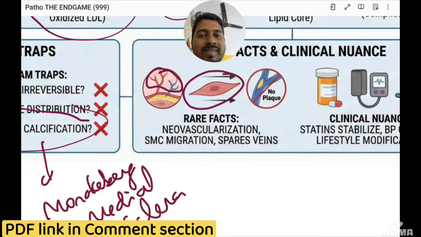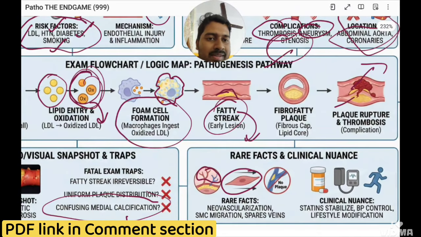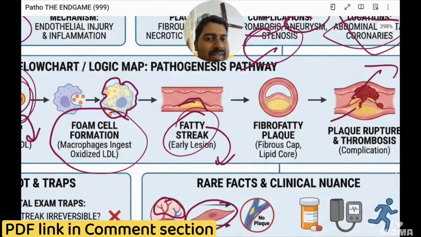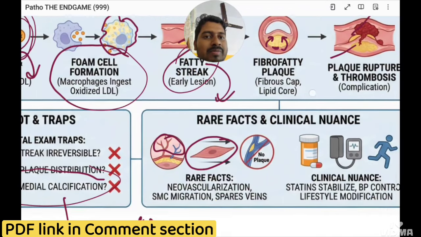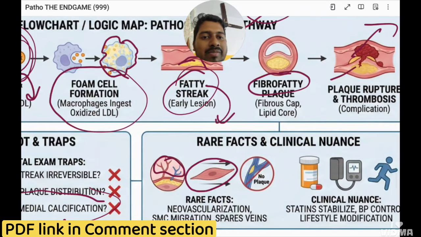Now, what is this smooth muscle migration? SMC means smooth muscle cell. When this fibrofatty plaque is formed, this is the tunica media, and from here the smooth muscles start migrating towards the intima. This leads to the formation of the fibrofatty plaque.